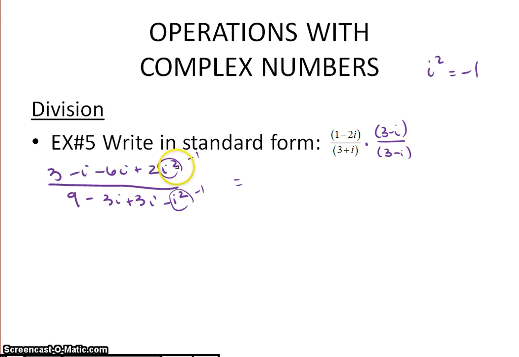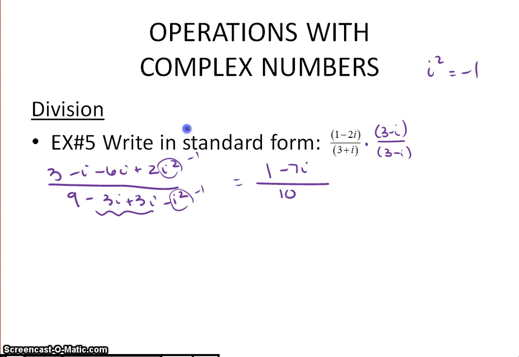So we're going to replace i squared with minus 1 in the top and the bottom. So we have 3, then we have minus 1 times 2 is minus 2. So 3 minus 2 is 1. Minus i minus 6i is minus 7i, all over 9. These middle terms cancel out. We have minus i squared. i squared is minus 1, so it's 9 plus 1, or 10.